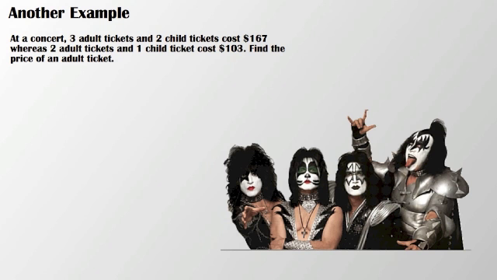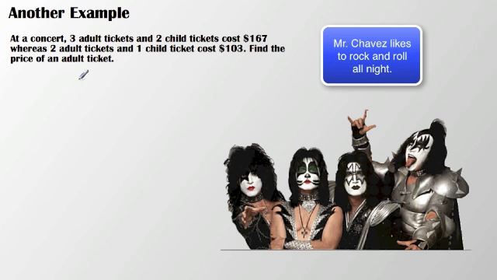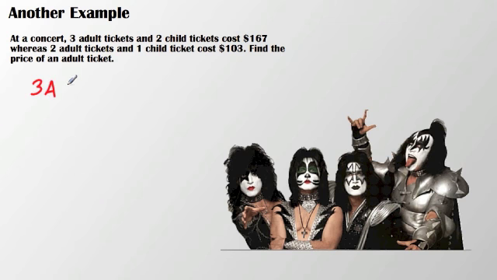Let's take a look at another example. At a concert, 3 adult tickets and 2 child tickets cost $167, whereas 2 adult tickets and 1 child ticket costs $103. Find the price of an adult ticket. Okay, so first statement, 3 adults and 2 children cost $167, whereas 2 adults and 1 child equals 103.